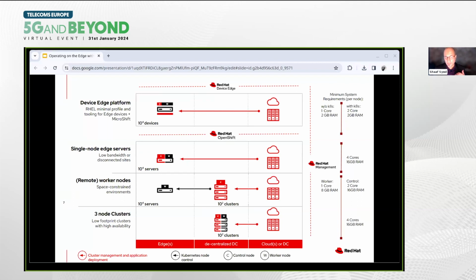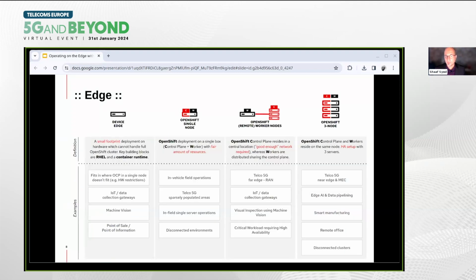So the flavoring of these is possible with today's technology, and the distribution of these is possible with today's technology. These specs give us the possibility that we can run multiple workloads on our edge platforms. For example, on the furthest side on the left, we can use IoT data collection gateways, machine vision, point of sale systems, whereas on the single node, we can go more towards field operations like in-vehicle and single server operations, even disconnected environments, creating that mesh of networks together.